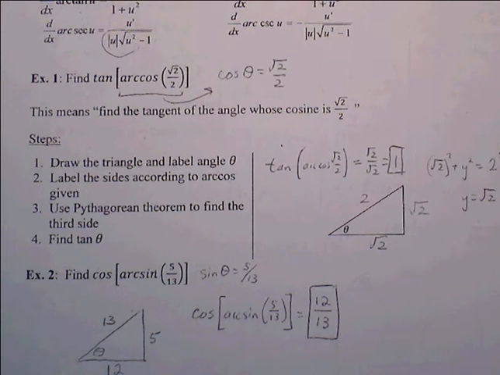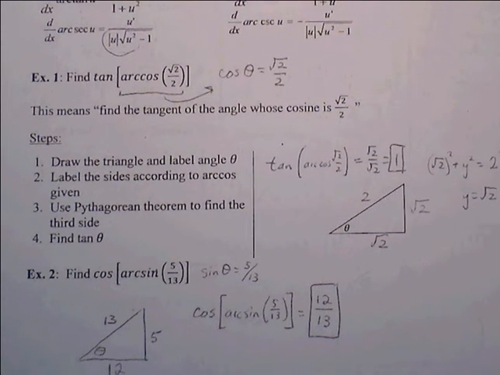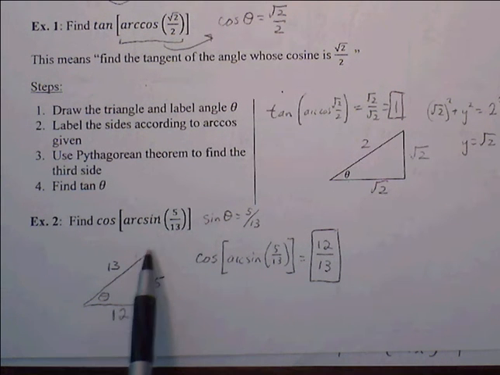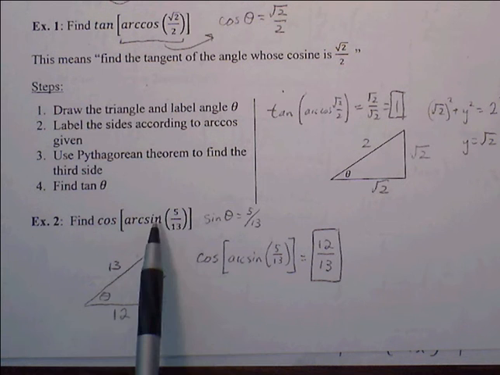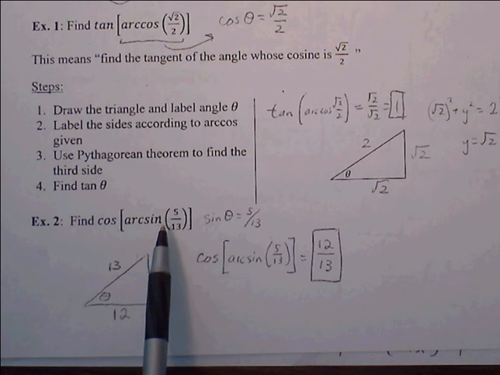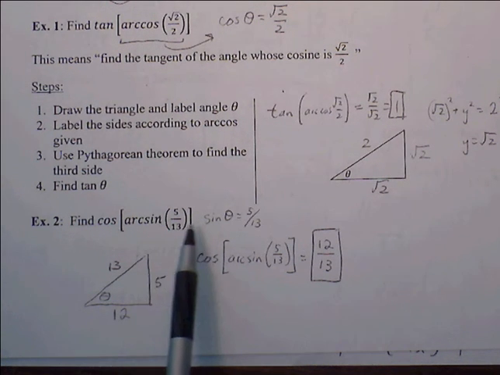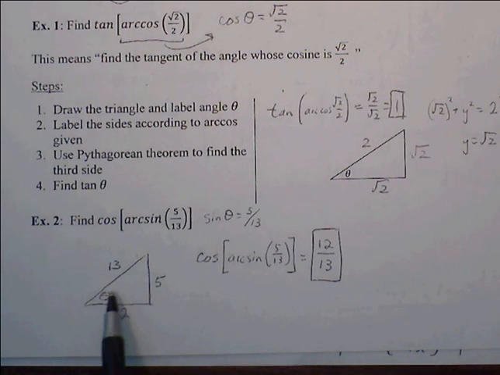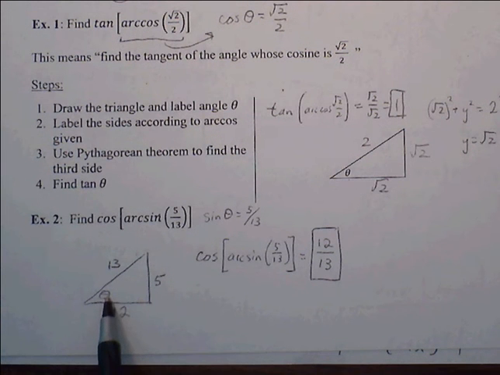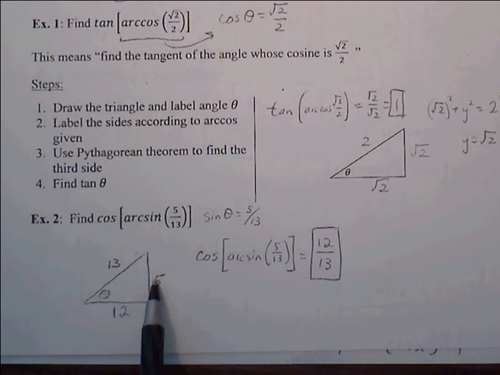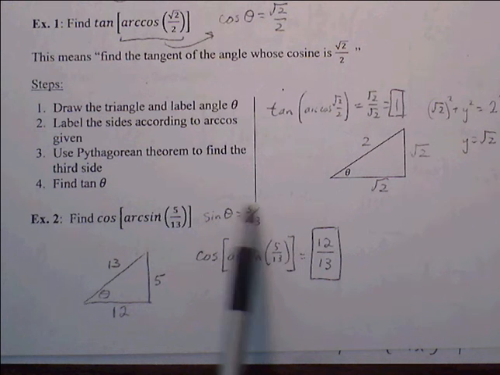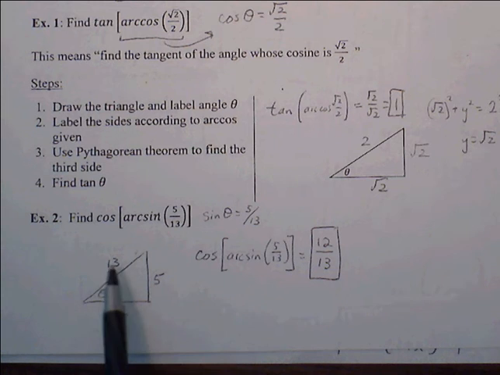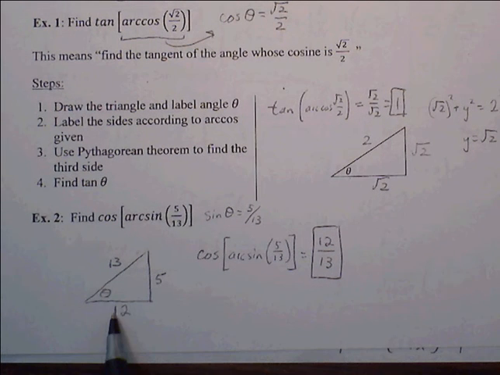Number 2, find the cosine of arc sine of 5 over 13. We can first start off by creating a right triangle with theta, and then figure out for what theta sine is equal to 5 over 13. Sine of theta would be opposite over hypotenuse. So sine of theta equals 5 over 13. In order for this to be true, 5 has to be the opposite and 13 has to be the hypotenuse.